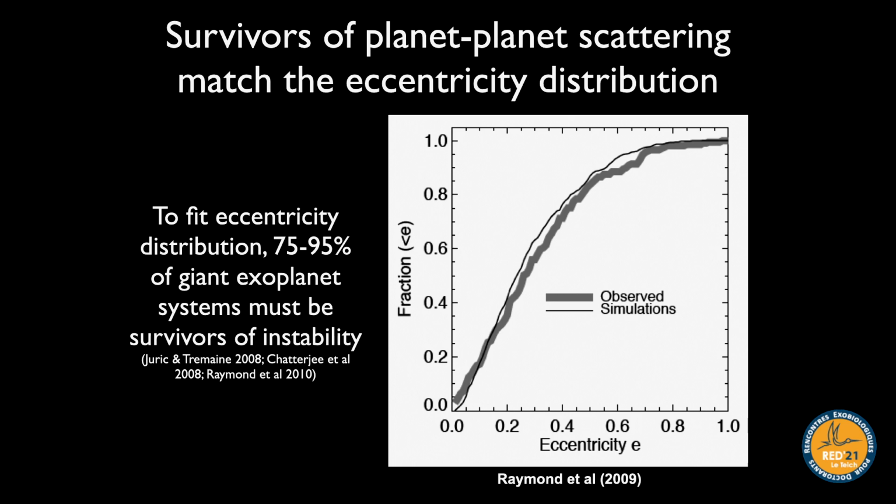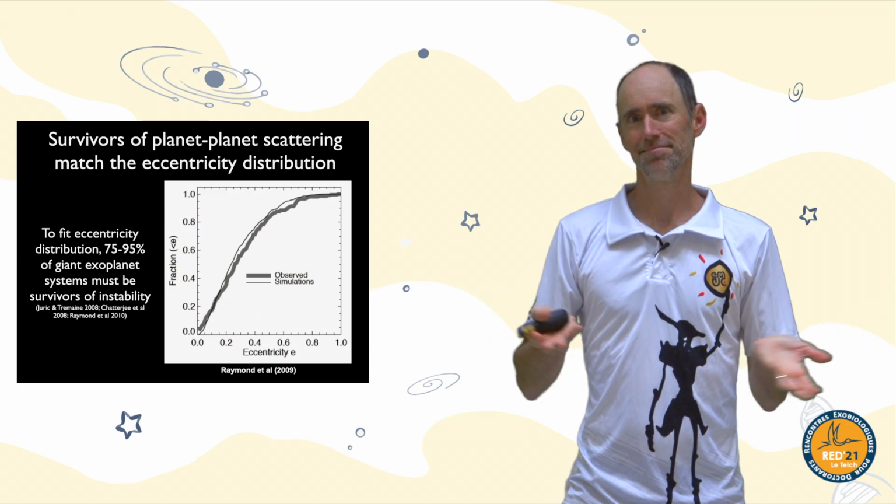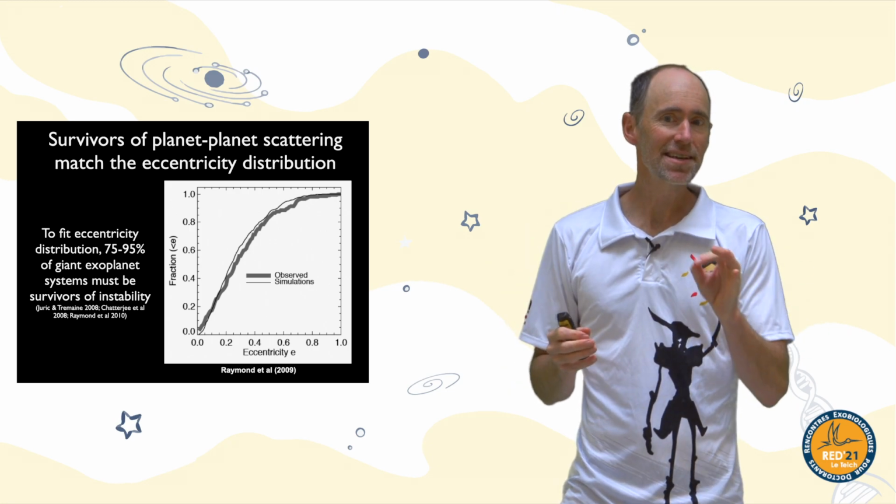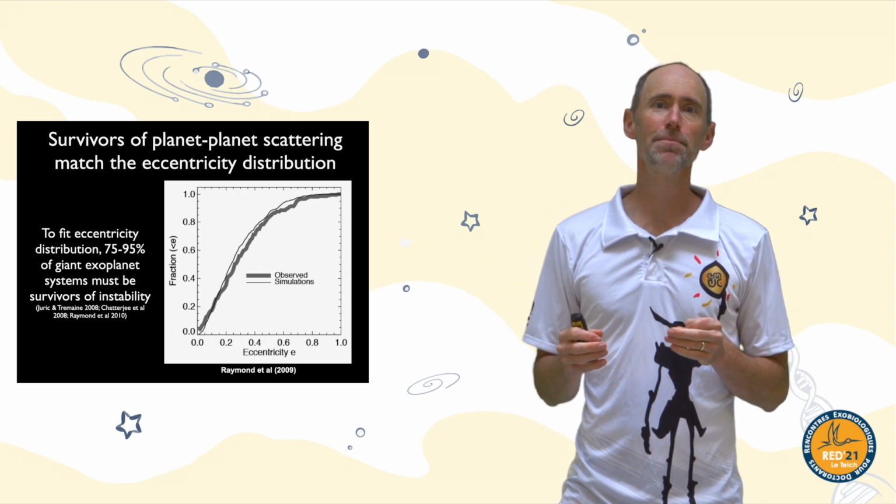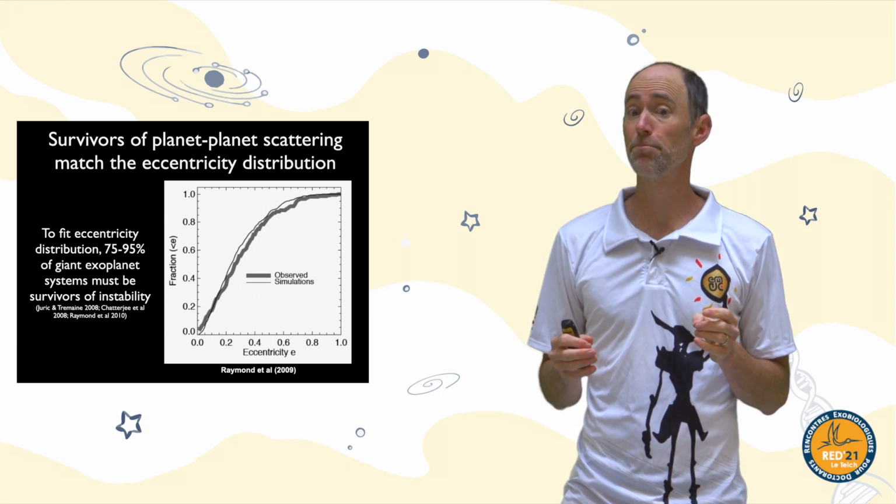The one thing that is required here is that most systems have to go unstable. For this model to match the observed eccentricity distribution, at least 3/4, maybe more like 90 or 95% of all giant planet systems have to be the survivors of instability. And so that's kind of interesting. That means that our simple picture of systems forming and being relatively stable cannot work, right? So this is the key point. Just the idea of instability being such a universal process is really important.